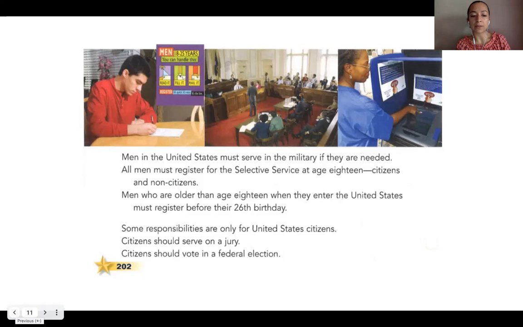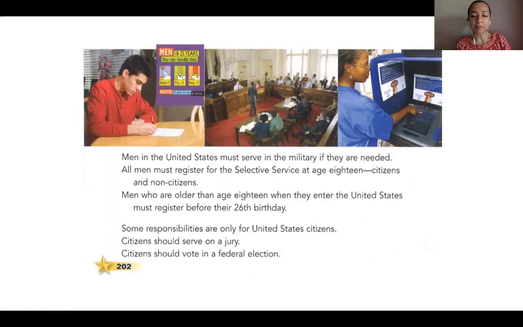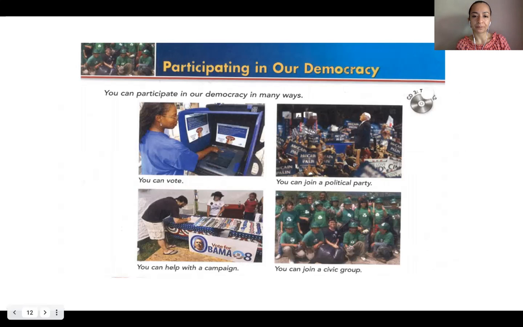So let's go over the responsibilities. First responsibility is to follow the law. Second responsibility is to pay taxes, and the last day to pay your taxes is on April 15th. Another responsibility for men is to register with the selective service when they turn 18. And between the ages of 18 and 26, they need to register. If you don't register, you cannot become a US citizen. This is for men. And finally, other responsibilities that are only for United States citizens. Citizens should serve on a jury. Citizens should vote in a federal election.